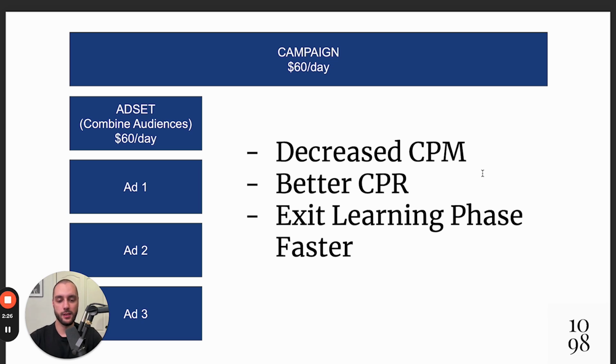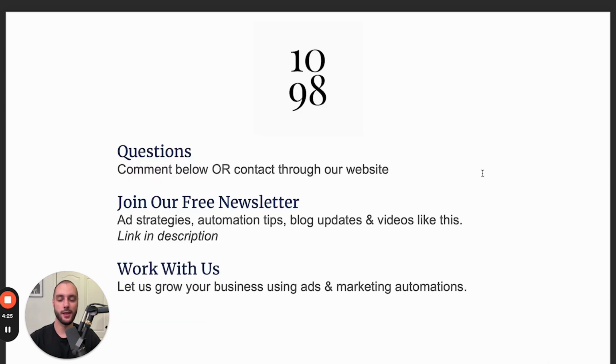And then the third reason they listed was that we're going to exit the learning phase faster. Quickly, if you don't know what the learning phase is, basically you have a 7-day period where they want you to get 50 conversions. If you do, your ads will be optimized. It kind of knows who it's looking for. If not, it's going to reset. So that is the end of the video.